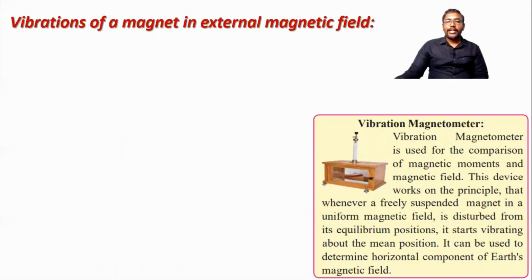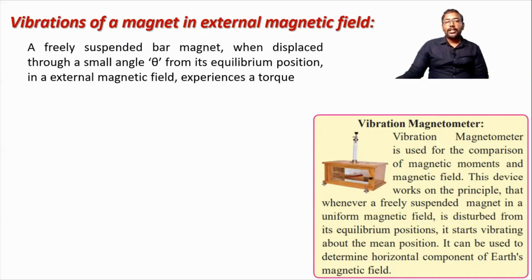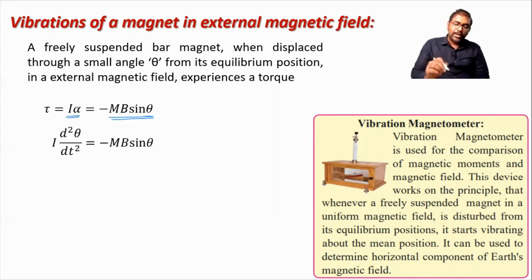Now the next article: vibration of magnet in external magnetic field. The example is the vibration magnetometer. Now we consider a freely suspended bar magnet, displaced through a small angle theta from the equilibrium position in an external magnetic field, and then it experiences torque. What is the formula of the torque? Minus mb sin theta is the torque. And the torque we can write as I alpha, where I is the moment of inertia. Alpha we can write as d square theta by dt square.